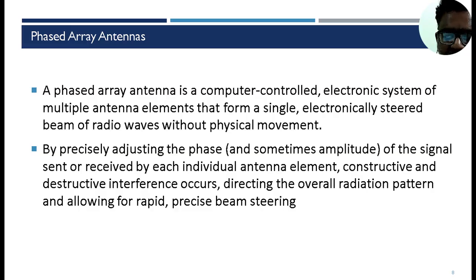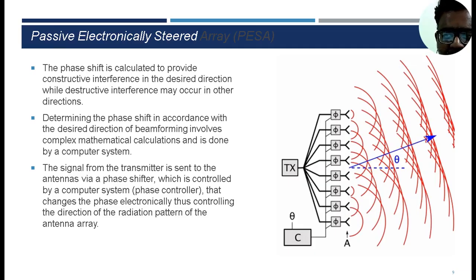So directing the overall radiation pattern allows for rapid, precise beam steering. The phase gives either a constructive outcome or a destructive outcome. Once it produces constructive phase, it produces a narrow steered beam. This is an example of steering using a passive electronically steered array. The phase shift is calculated to provide constructive interference. Once it provides constructive interference, you get the outcome of beam steering in a narrow direction, whereas destructive interference may occur where signals cancel each other.